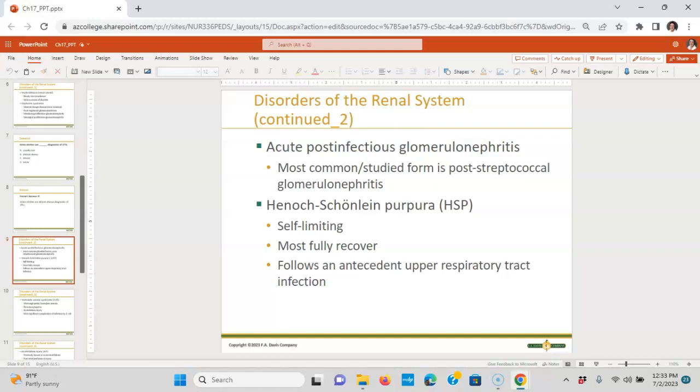So this one's big on education. Home blood pressure monitoring, importance of follow-up, when to seek care.